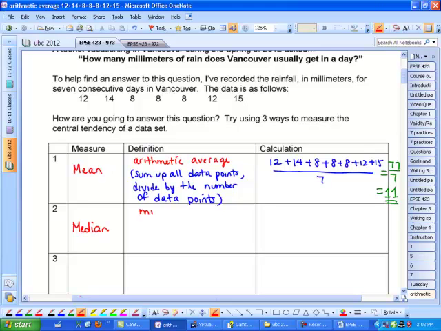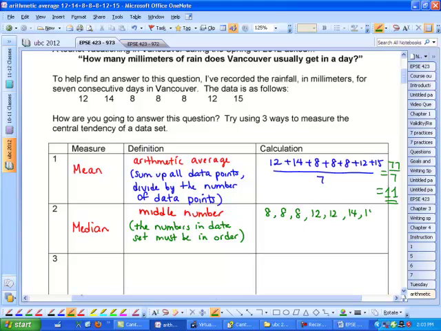And this really is the middle number in your data set. Now, please be careful. Your middle number needs to be found after arranging all the numbers in order, okay? The numbers in the data set must be in order. Doesn't matter if it's biggest to smallest, smallest to biggest, but it has to be in order. In this case, I'll put them from smallest to largest, so 3 eights. Then I got a 12, another 12, a 14, and a 15.